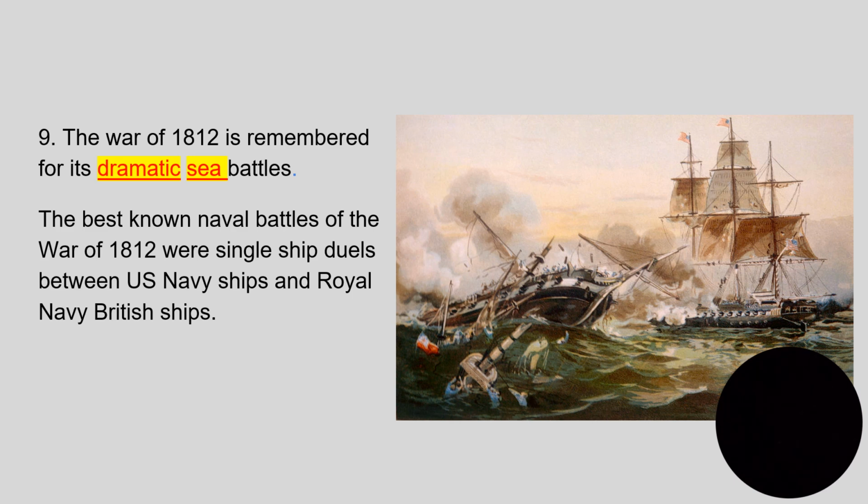And then finally, the War of 1812 is remembered for its dramatic sea battles. The number one cause was the United States wanted to gain their freedom at sea, and it's most appropriate that the war itself is remembered for its dramatic sea battles. The best known naval battles of the War of 1812 were these single ship duels between the U.S. Navy ships and the Royal Navy ships, and this picture here shows you they go head to head against each other until one finally sinks. And there were lots of sinking ships that sit off the coast of the eastern side of the United States and in the Gulf of Mexico as well.